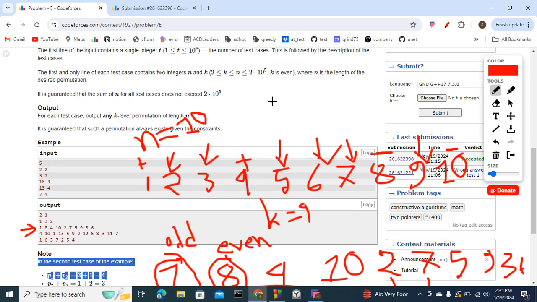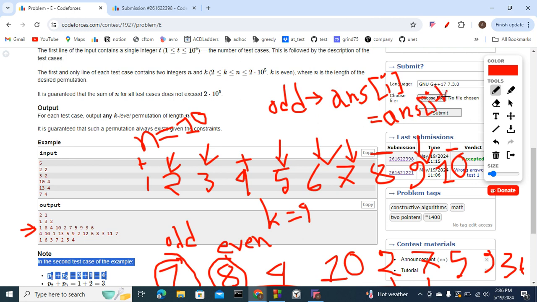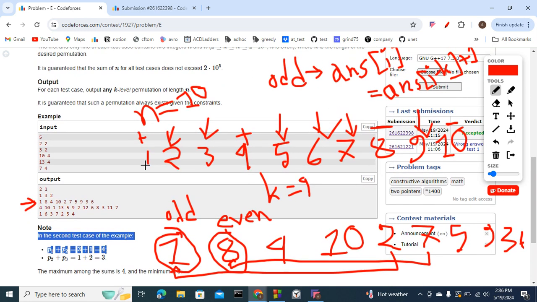For any odd position, let's say we are at the ith position, the answer of i equals the answer of i minus k plus 1, and for an even position it will become minus 1. Okay, and now how will we select these k positions? Let's see it.